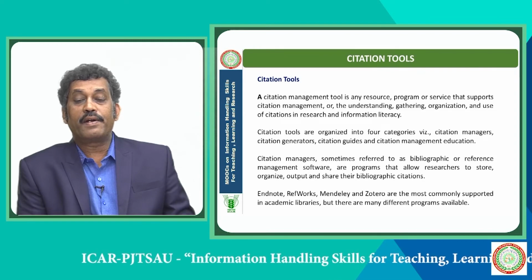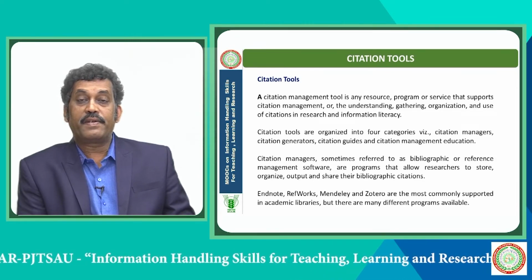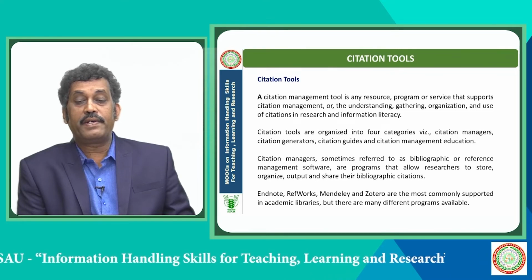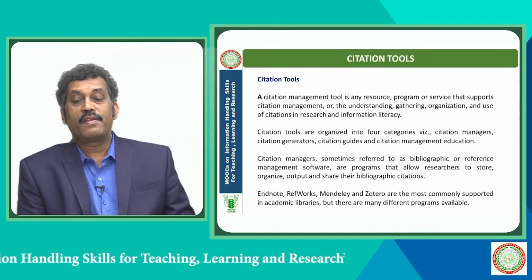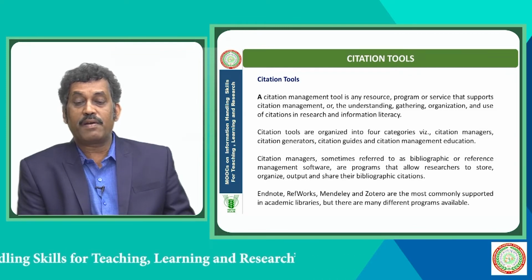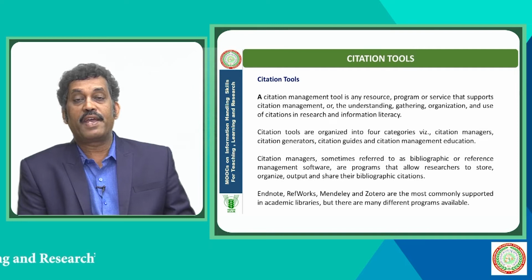Citation tools are organized into 4 categories. They are citation managers, citation generators, citation guides and citation management education. Citation managers, sometimes referred to as bibliographic or reference management software, are programs that allow researchers to store, organize, output and share their bibliographic citations.